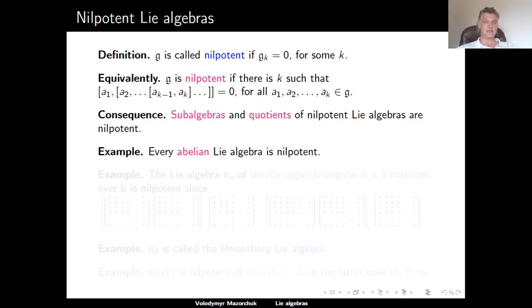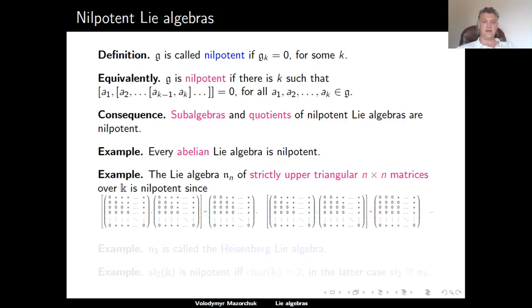As a very easy example, every abelian Lie algebra is nilpotent because the lower central series of an abelian Lie algebra stabilizes at 0 already after one step. A less trivial example is that the Lie algebra Nn of all strictly upper triangular n times n matrices over an arbitrary field K is nilpotent. The reason for this is the following observation.